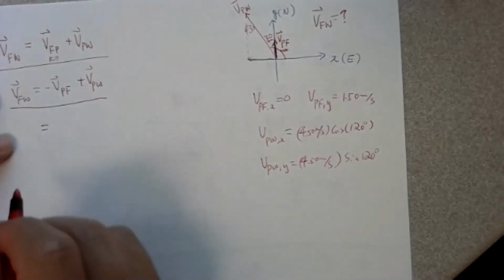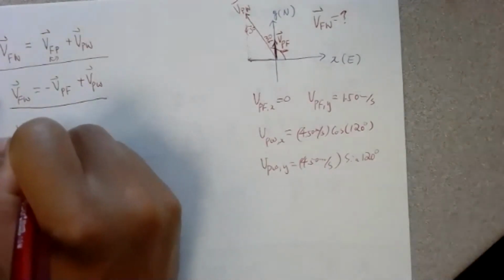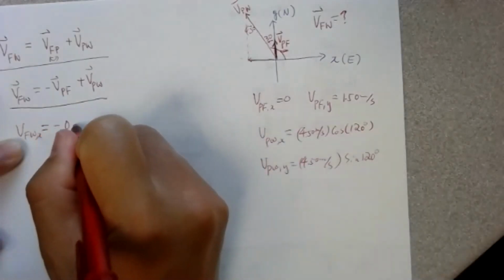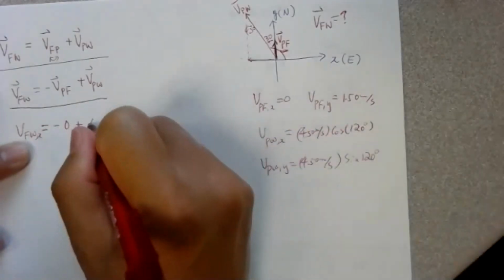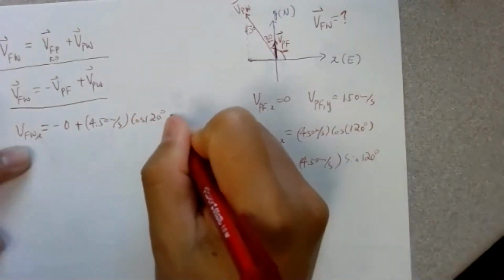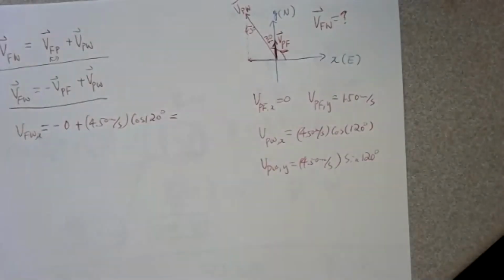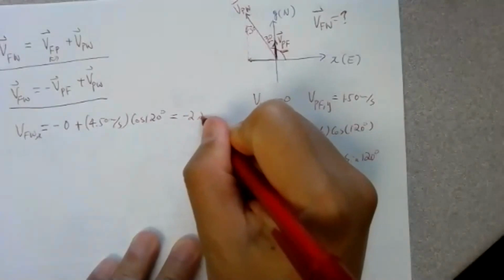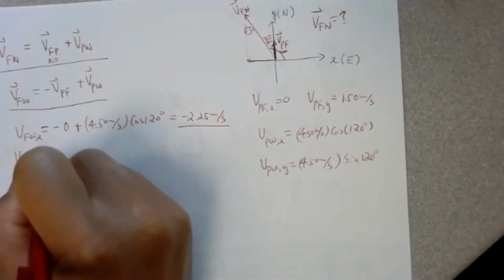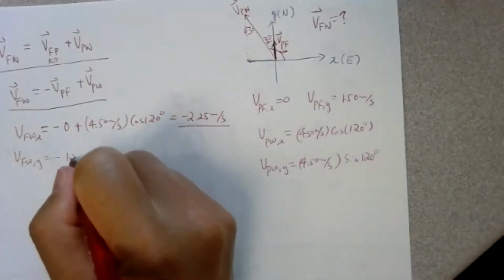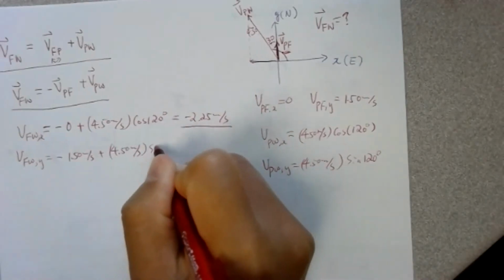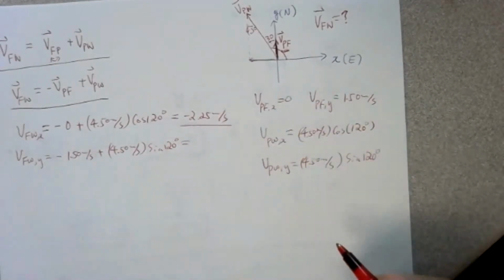So then we can do the X component here. V of ferry with water, the x component should be equal to minus 0 plus the x component of this, 4.5 meters per second times cosine of 120 degrees, okay? So that would be minus 2.25 meters per second. That's the x component. Then its y component will be negative 1.5 meters per second plus 4.5 meters per second times sine of 120 degrees, okay?